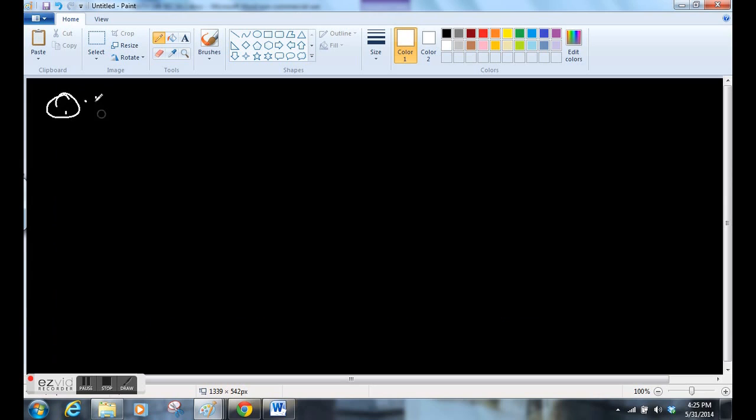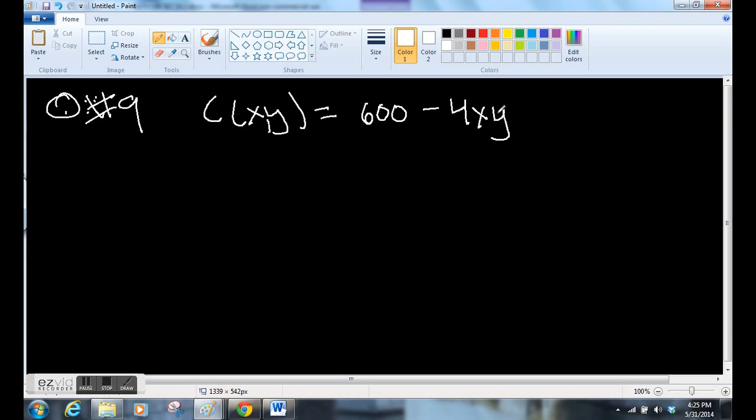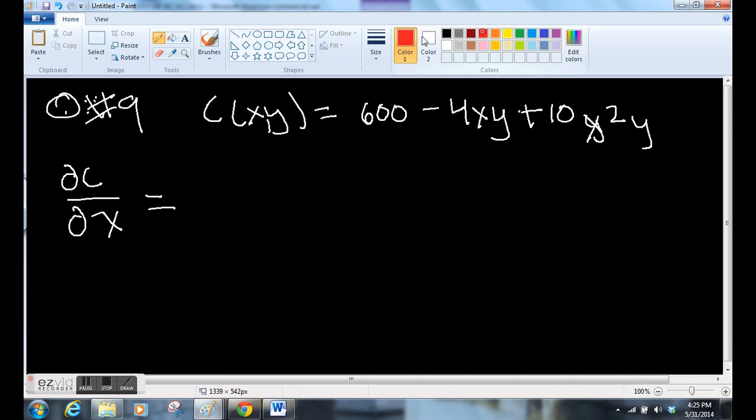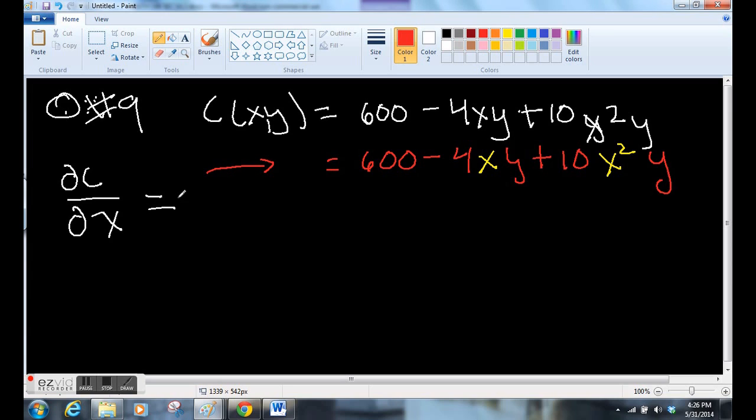So here we are. Question number 9. We have C of x comma y is equal to 600 minus 4xy plus 10 times x squared y. So the first thing we're going to be doing is the derivative of this in terms of x. And I'm going to use a different color here to show you what this looks like. So in this case, we're saying that the function looks like this. 600 minus 4 times x times y. I'm going to make everything red except for the x's. See? So you can see the x's really well. So now, do you see the yellow x's just pop out at you? So we're going to take the derivative of this function in terms of x.